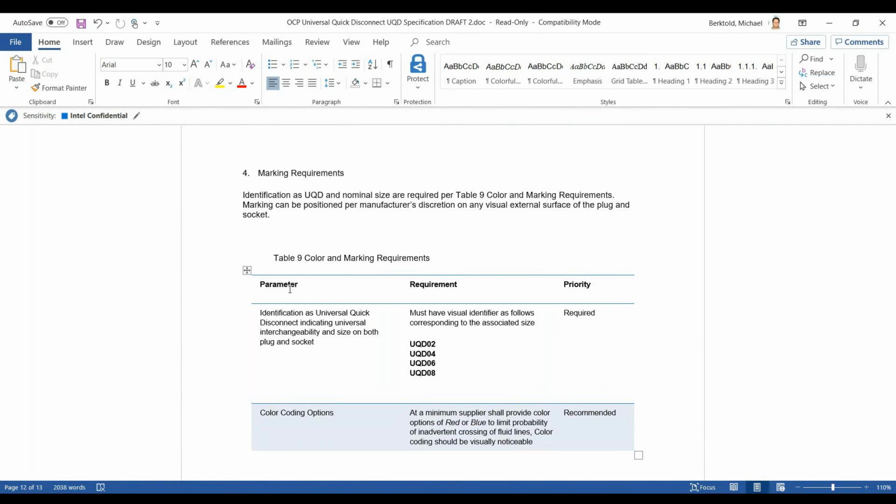Okay. Identification of the UQD nominal size is required per the table, color and marking requirements. And the marking should be positioned at the discretion of the manufacturer, but on a visual surface of the plug and socket. For the identification, we tried to go with the short IDs, UQD02, UQD04, 06, and 08. And then a color coding option at a minimum. We'd like the suppliers to provide blue and red identifications for hot and cold.